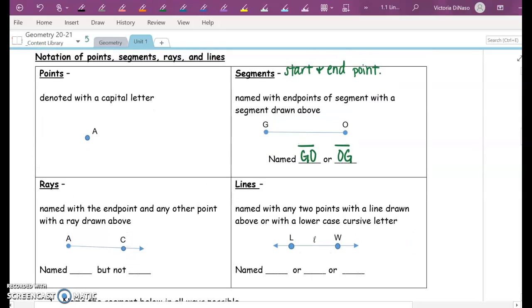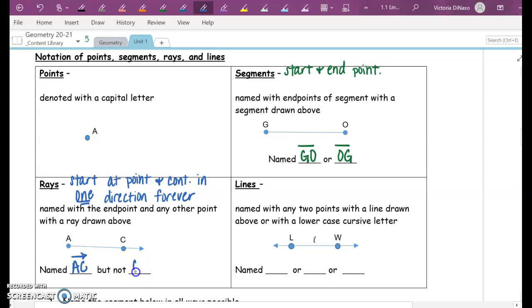For rays, they start at a point and continue in one direction forever. Rays are named with the endpoint and then any other point along the ray that goes through the arrow. So we can call this ray AC, and if you notice I drew the arrow symbol above the C.